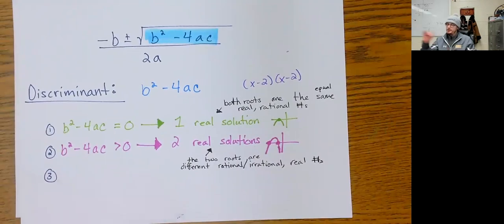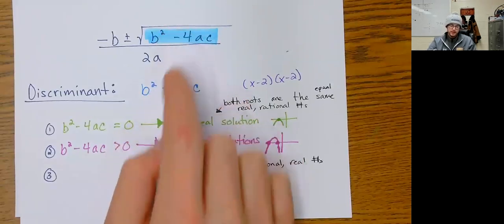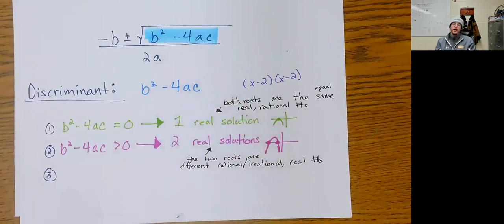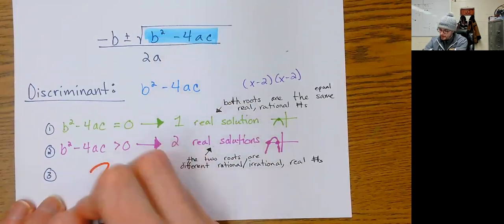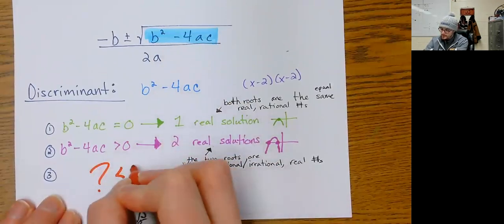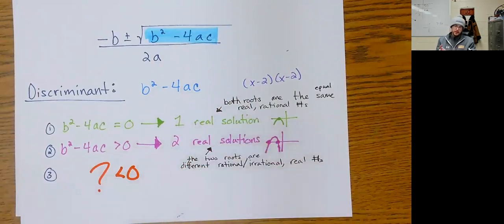Now, what is going to be talked about in a later video is what happens if there's a negative on the inside of this. So we're going to leave a big question mark here for when it is less than 0, because that will be discussed in another video.